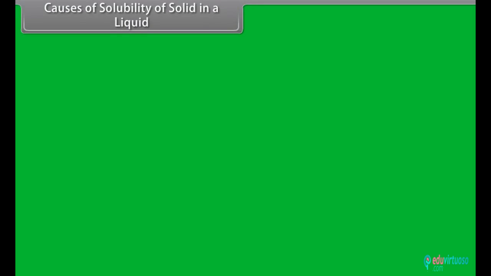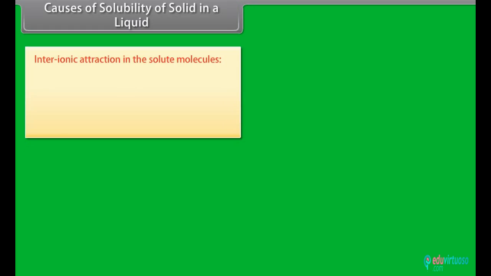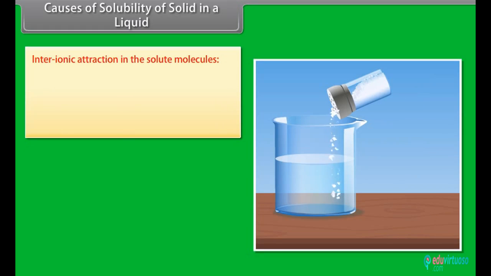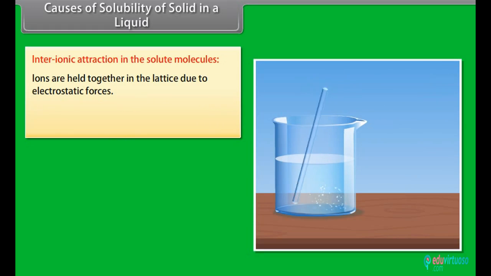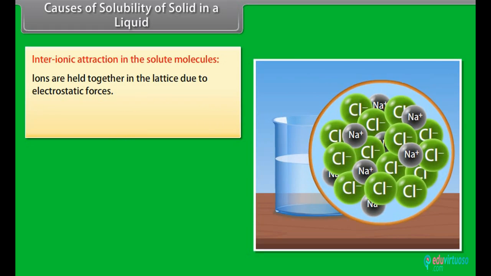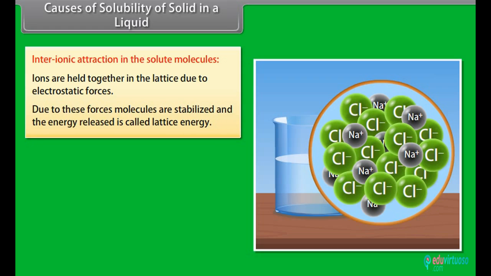Many types of forces of attraction are operated when a solute is mixed with a solvent. Inter-ionic attraction in the solute molecules. Ions are held together in the lattice due to electrostatic forces. Due to these forces, molecules are stabilized and the energy released is called lattice energy.